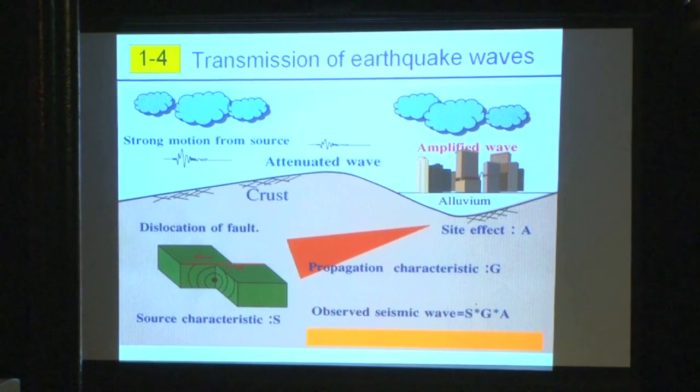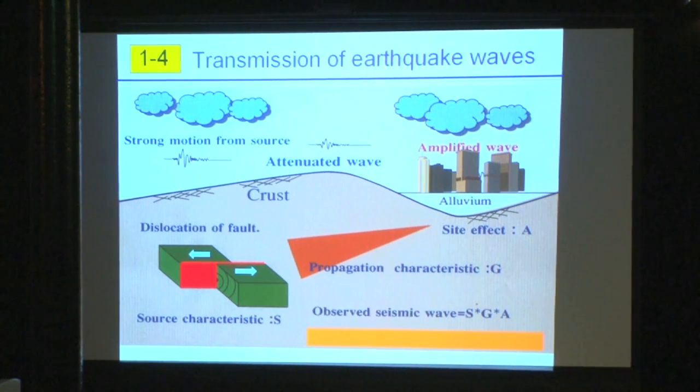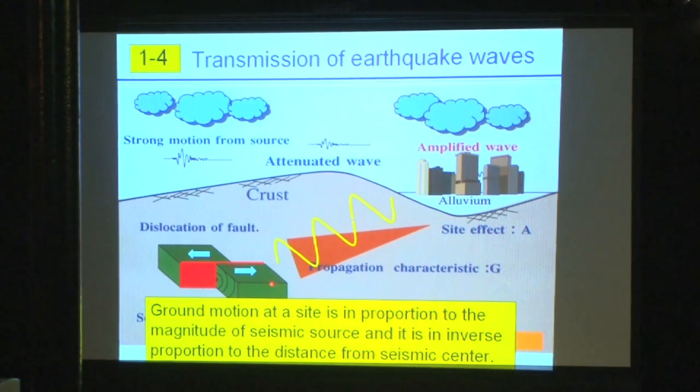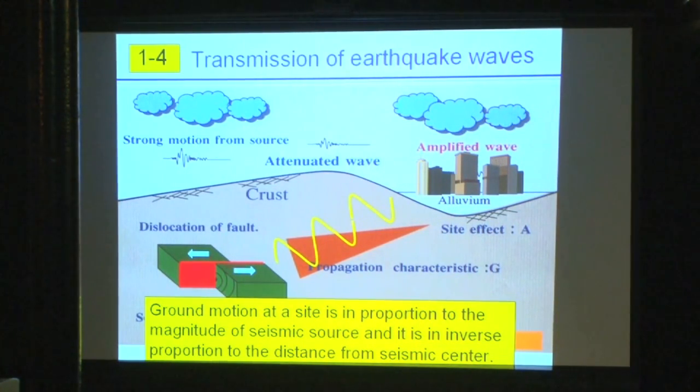This is the transmission mechanism of earthquake waves. An earthquake wave is radiated from a fault and propagates under the ground. Finally, it shakes the site. We know that ground motion at the site is in proportion to the magnitude of the seismic cause, and in inverse proportion to the distance from the seismic center.